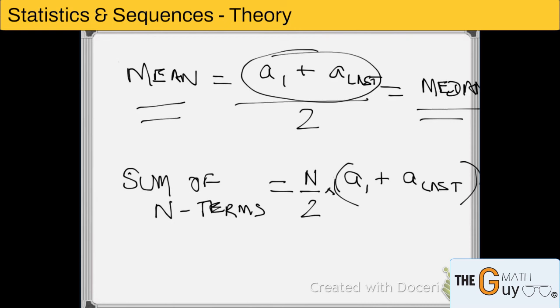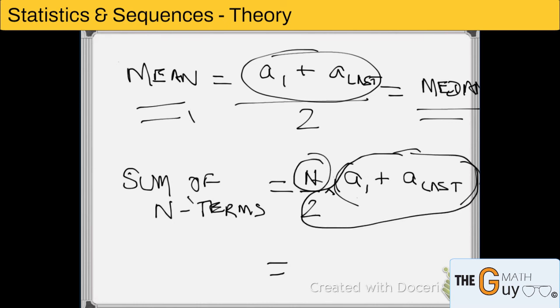That's it. If you rearrange this, you'll realize that this is the same formula as in statistics, where a1 plus a last divided by 2 is the mean. So this portion is the mean, and you multiply the mean times the total number of terms, and you get the sum, which is what we looked at in statistics, right? So there are two ways of looking at the formula, but they give you the same answer.